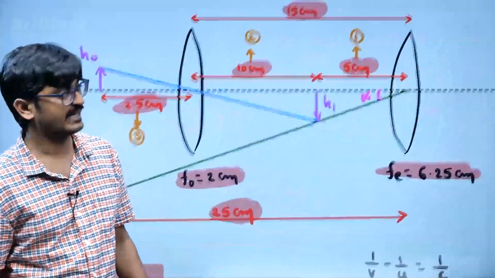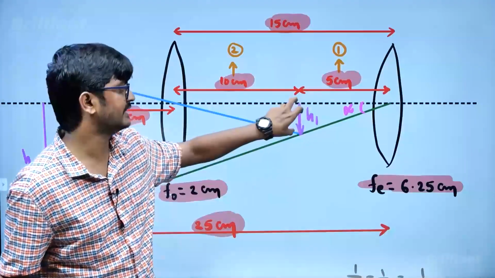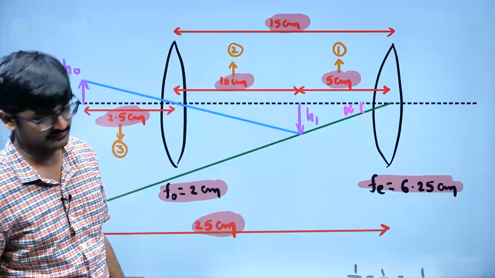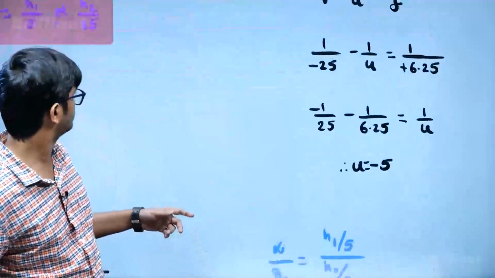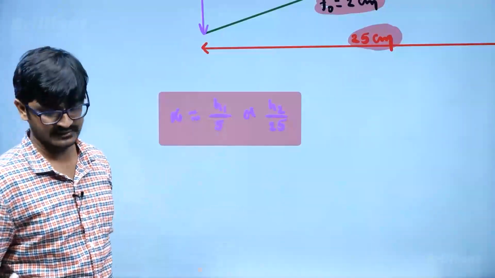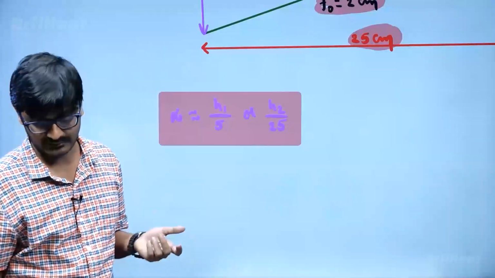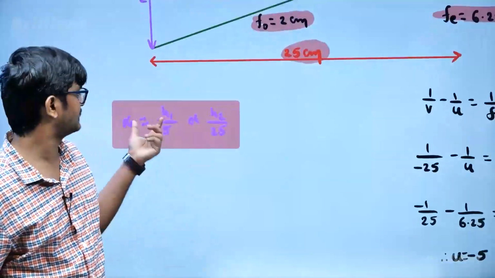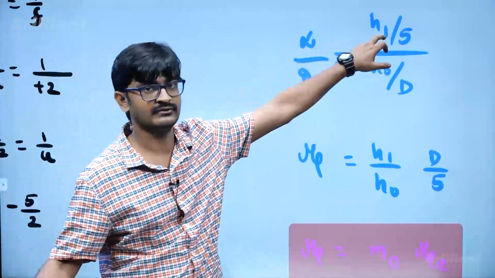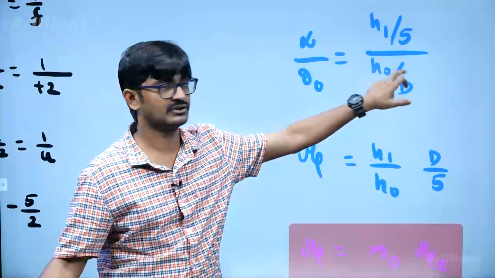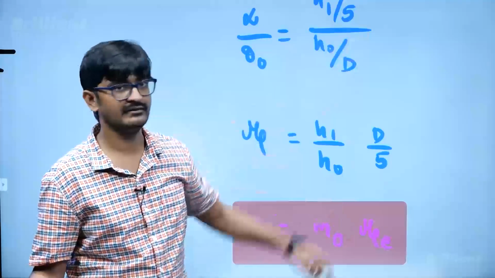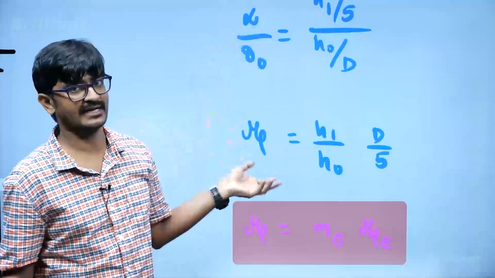Now once I get till here, I need to find alpha. What is alpha? Alpha is h1 by 5 or h2 by 25. Alpha is either h1 by 5 or h2 by 25, but I will be taking h1 by 5. Now I need to find the angular magnification, which is alpha by theta naught. Alpha is h1 by 5, and theta naught is h naught by 25. Now when I do this, I will get h1 by h naught into d by 5.